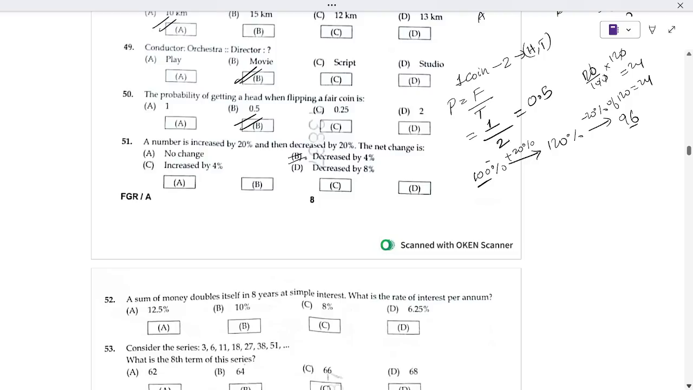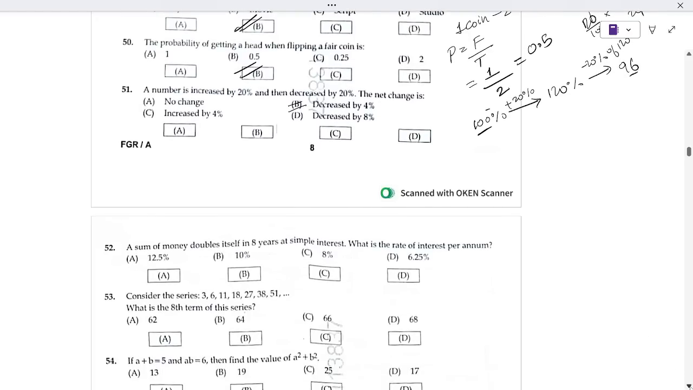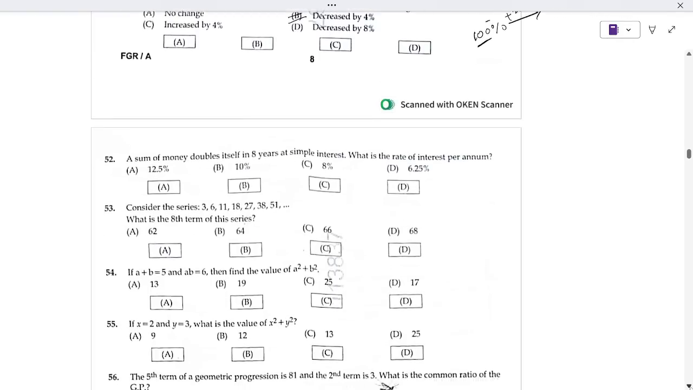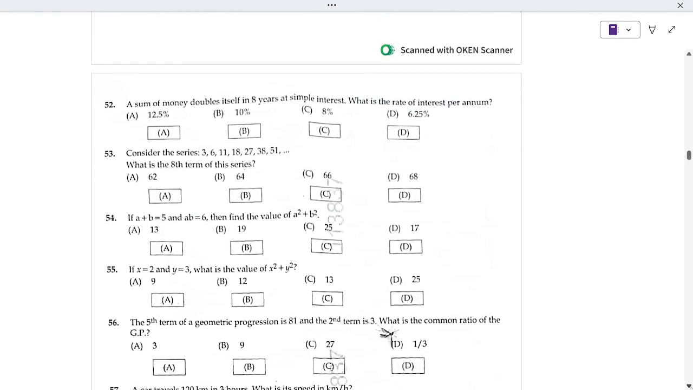Alright, next one. A sum of money doubles itself in 8 years at simple interest. Alright, you do simple interest per se. We don't have to use the formula also. With the formula also we can solve. So yeah, the starting amount we take as one.